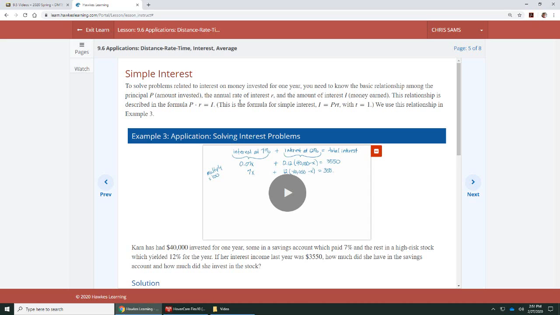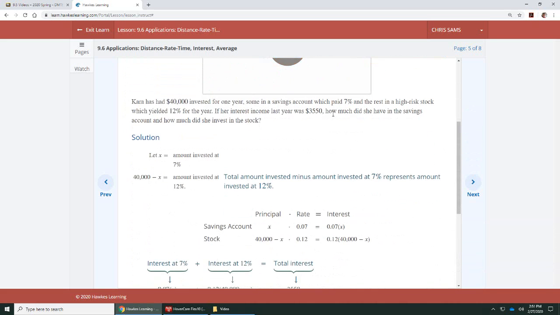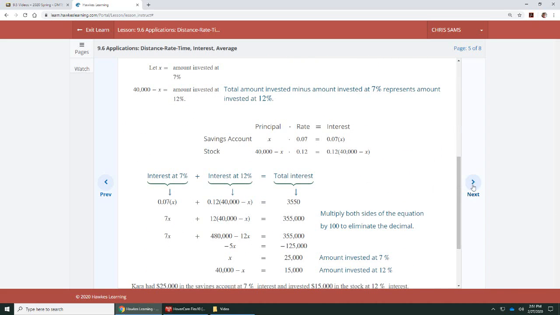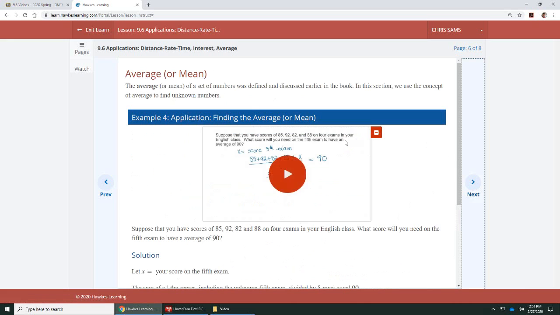And then here's the relationship. T is equal to 1, so the formula is just simplified to P times R. Usually when we're dealing with 1 year, we just do I equals P, which is the principal, the amount invested, times the interest rate. When T is 1, it just simplifies the equation. So you have an example here. Again, we will do some of these together.